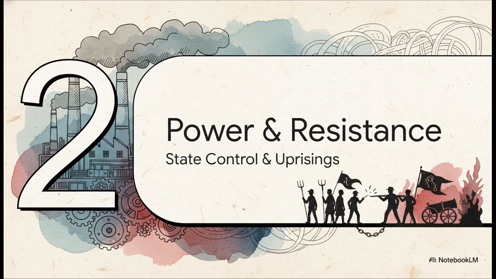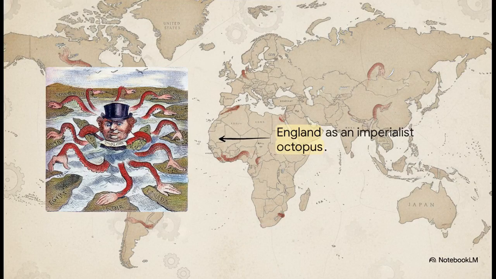Moving right along to Section 2, state power and resistance. Let's see what happens when these theories hit the real world. And this brilliantly illustrates exactly how those theories translated into reality. You're looking at a famous political cartoon of England depicted as an imperialist octopus. It's even wearing a top hat. You can see it wrapping its tentacles around lands everywhere, from India to Canada to Egypt.